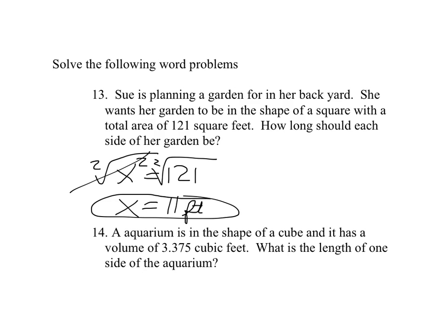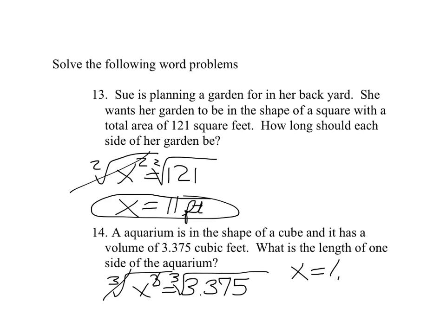Here we have an aquarium in the shape of a cube. It has a volume of 3.375 cubic feet. What is the length of one side? Similar to problem 13, but this time we're looking at a cube. So my length, my width, and my depth are all going to be the same amount. So x cubed equals 3.375. We're going to cube root each side of the equation. And when we do that, we figure out that x is 1.5 feet.